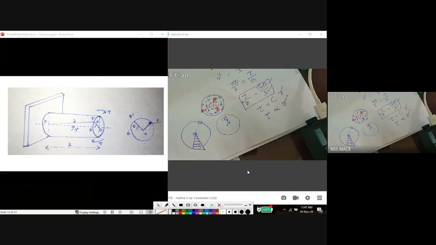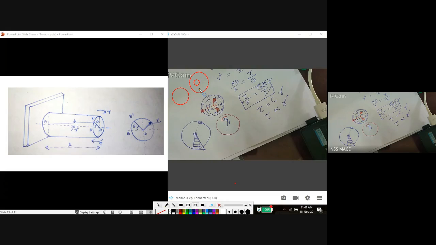Okay. My next question is this. Which one is better for power transmission? Hollow shaft or solid shaft? Which one is good for power transmission?